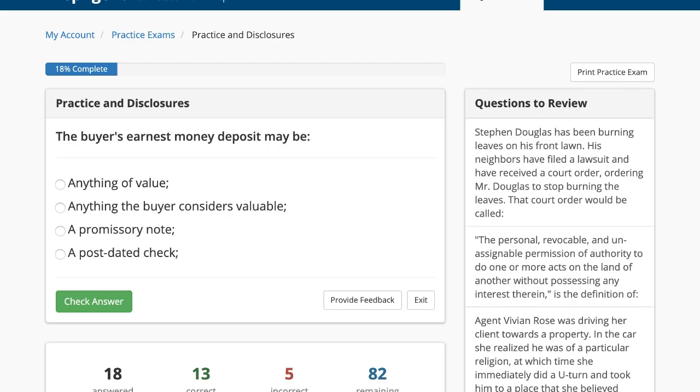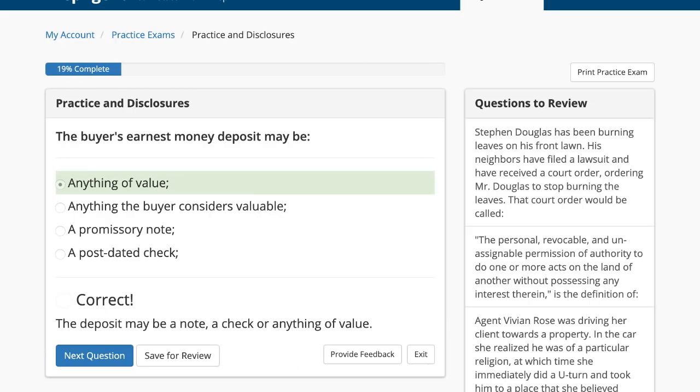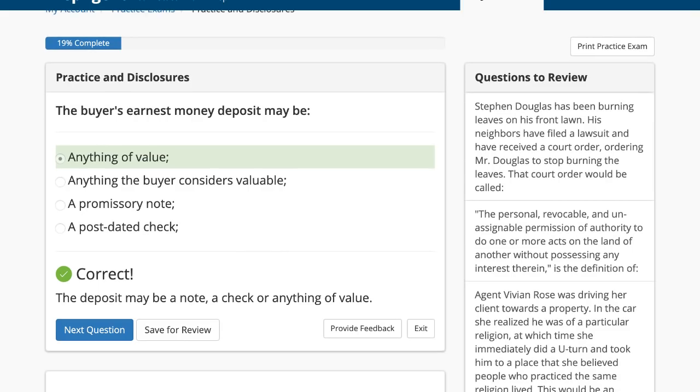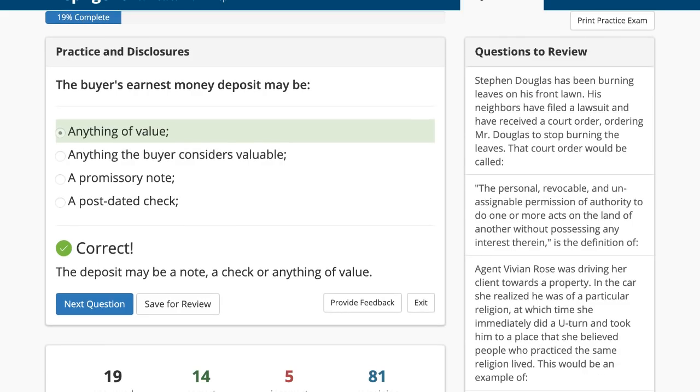The buyer's earnest money deposit may be A, anything of value, B, anything the buyer considers valuable, C, a promissory note, or D, a post-dated check. Okay, and the answer is A, anything of value. Good.